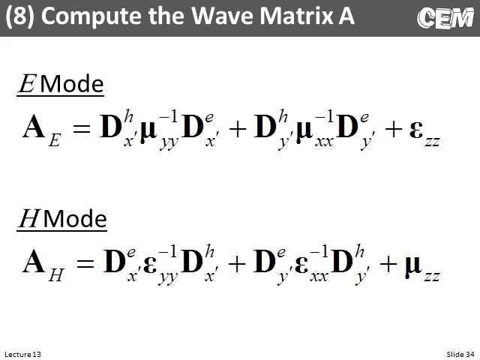We have our diagonal material matrices and our derivative operators. We have everything we need now to calculate our wave matrices. And this is the wave matrix for the E mode and a very similar wave matrix for the H mode. Notice they look very similar. This is another single line of code of MATLAB to do that, and I think I even provided it for one earlier in this lecture. So now we have our wave matrix.